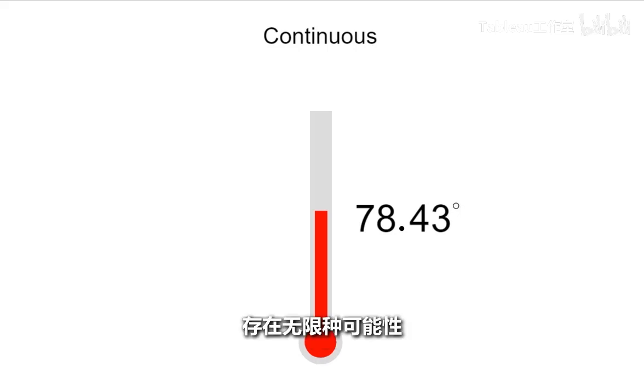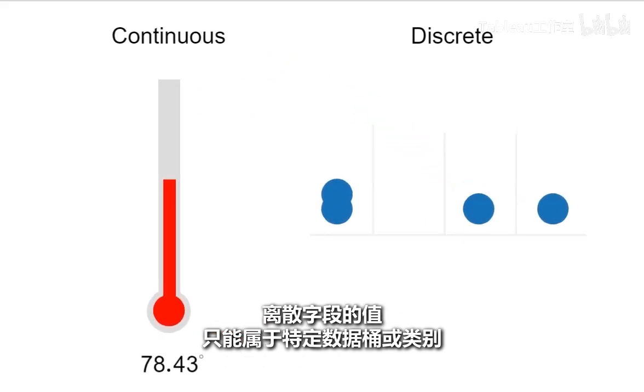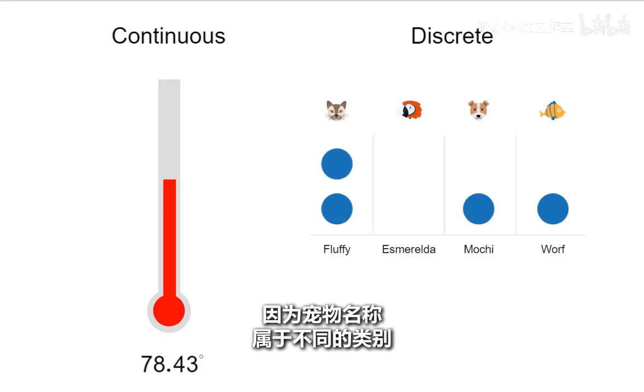There's infinite possibilities. Discrete fields have values that can only fall into a specific bin or category, not between. For example, pet name would be a discrete field because the names of pets are distinct categories.